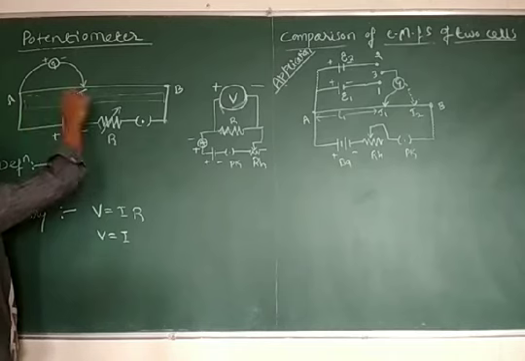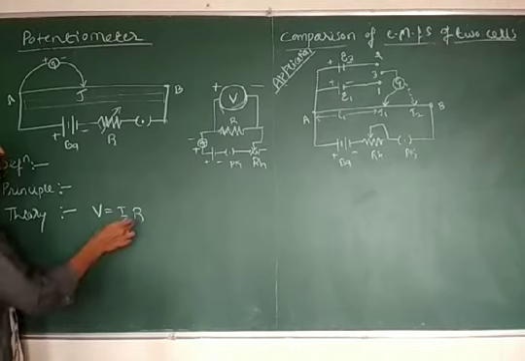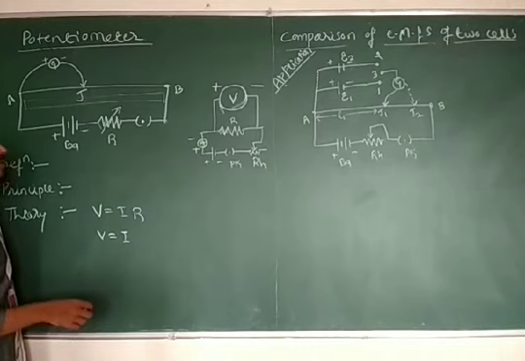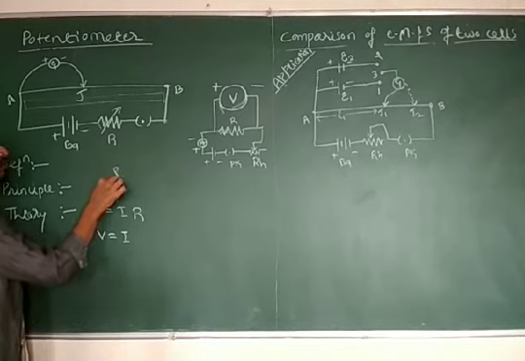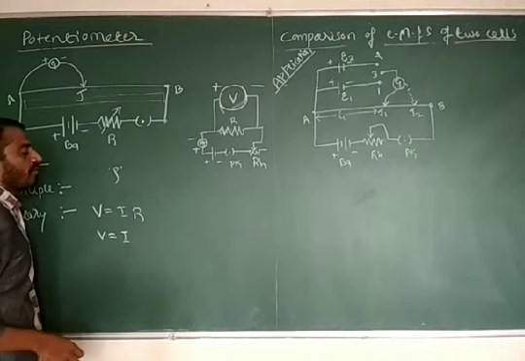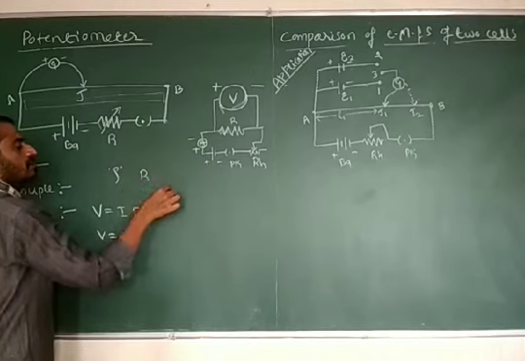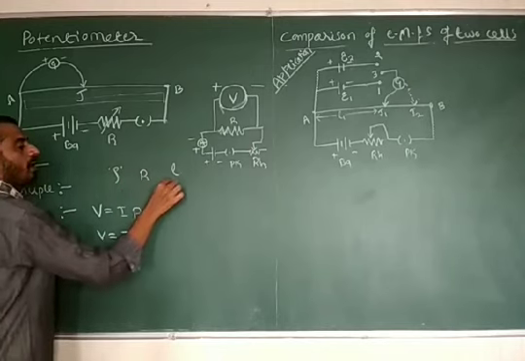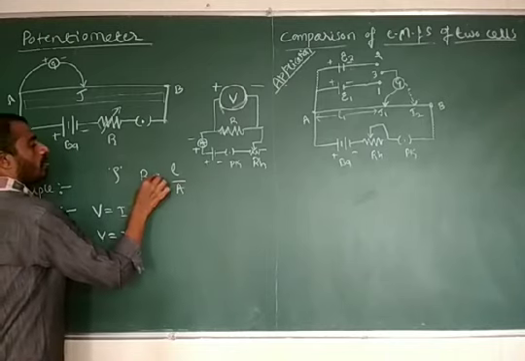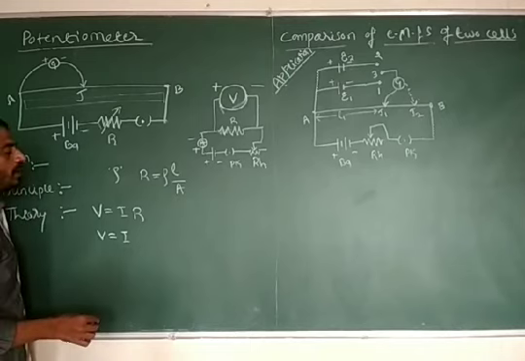This potentiometer is constructed using a material like Constantan or manganese, which has a resistivity or specific resistance rho. Then the resistance offered by this wire of the potentiometer can be written like this. Resistance is directly proportional to length and inversely proportional to area. R is equal to rho into L by A.